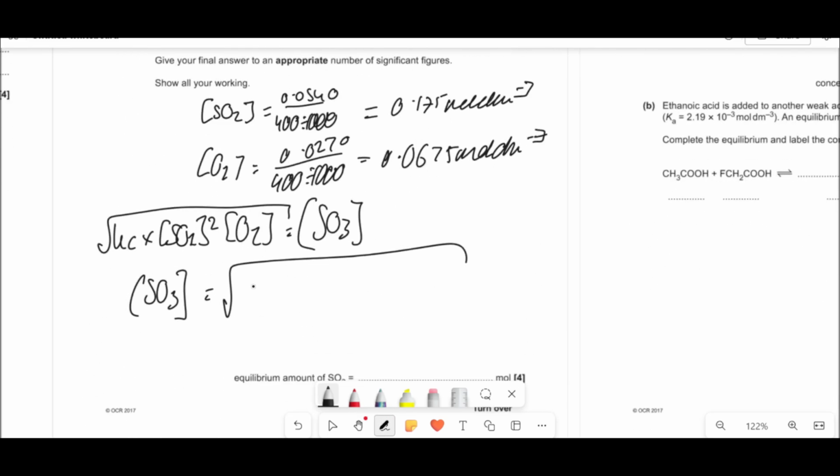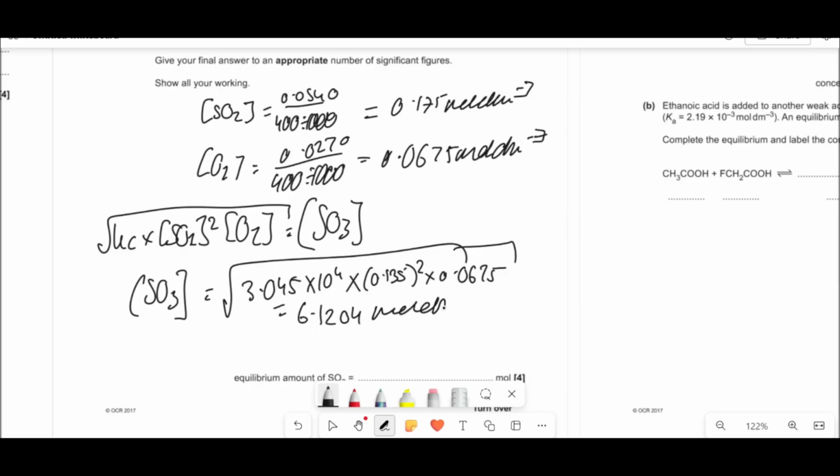So 3.045 times 10 to the 4, times SO2 squared, 0.135 squared, times O2, which is 0.0675. And remember, that's all square rooted, which gives you 6.1204 moles dm minus 3. They want the moles of it, though, so that n equals CV, remember? So it's going to be 6.1204 times the volume, 400 over 1,000, which gives you 2.45 moles.